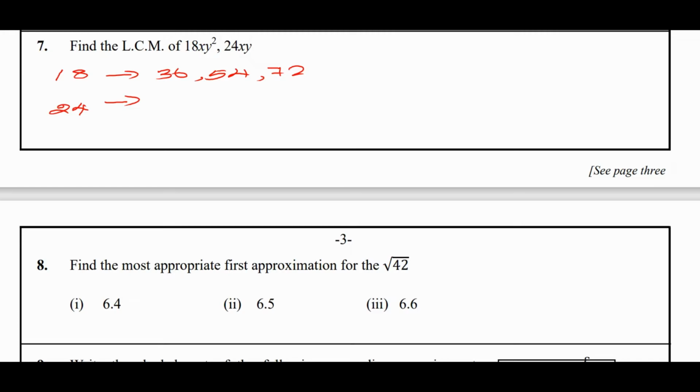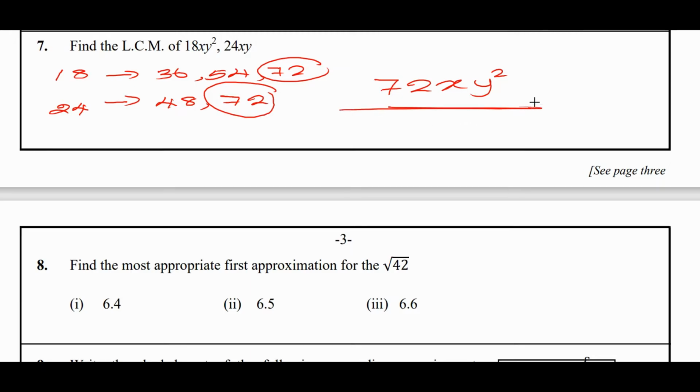24 into 1 is 24, 24 into 2 is 48 and 24 into 3 is 72. Right. Here you can see we will get 72, 72. Therefore, 72 x and y squared, taking the highest index of the algebraic terms. 72 x y squared. This is the least common multiple of 18x y squared and 24xy.